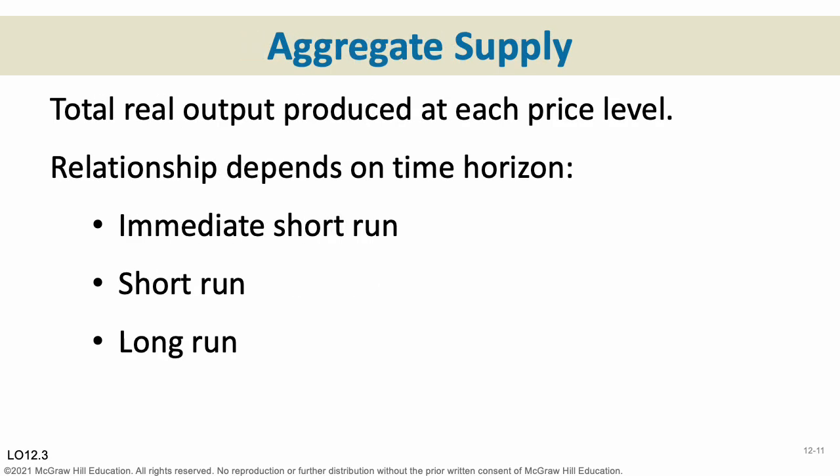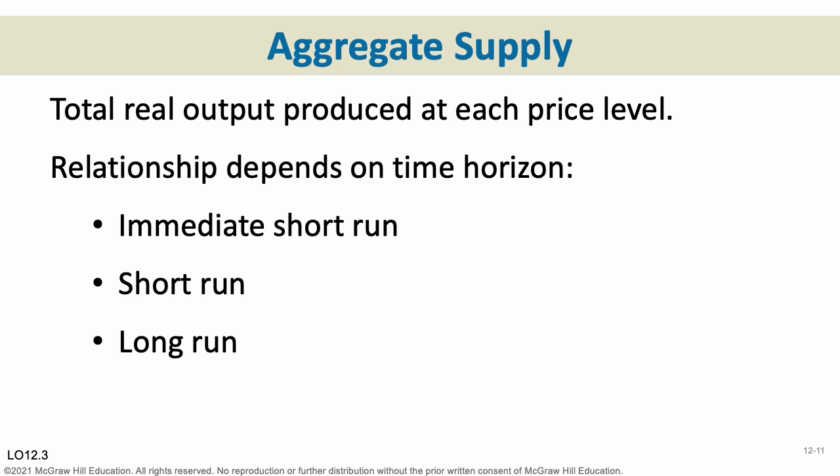So that was everything for aggregate demand. And let's take a look at aggregate supply. Aggregate supply is similar to aggregate demand. It's just the other side of the coin. Only with aggregate supply, instead of once again one product, we are now talking about all of the supply present in an economy. So aggregate supply is the total amount of real output produced at each price level.